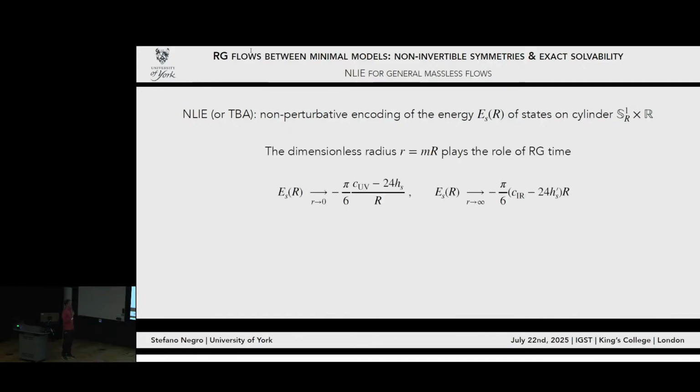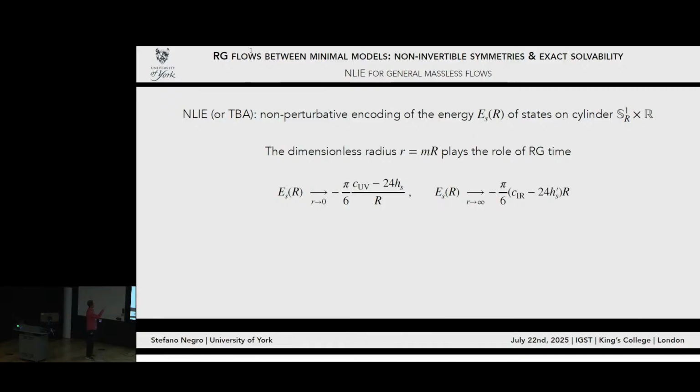Nothing new. Now, what's new, okay, I'm going to speed up slightly here, but what we found out is that there exists a description, an NLIE description, something like a DDV equation, that appears to encode the ground state energy of all the flows that I showed you before. This is, again, an assumption. I'm going to return to that later.